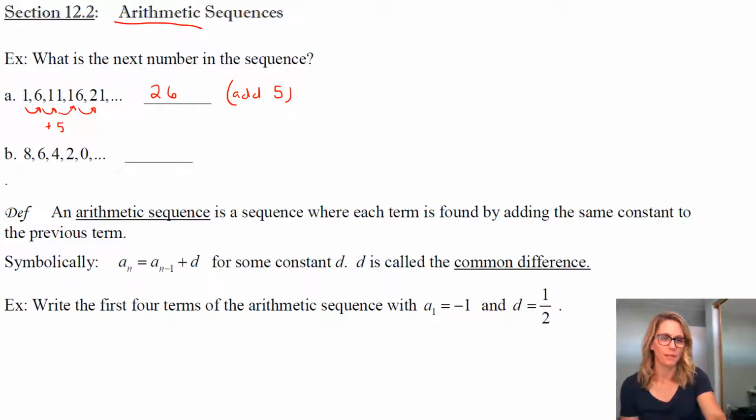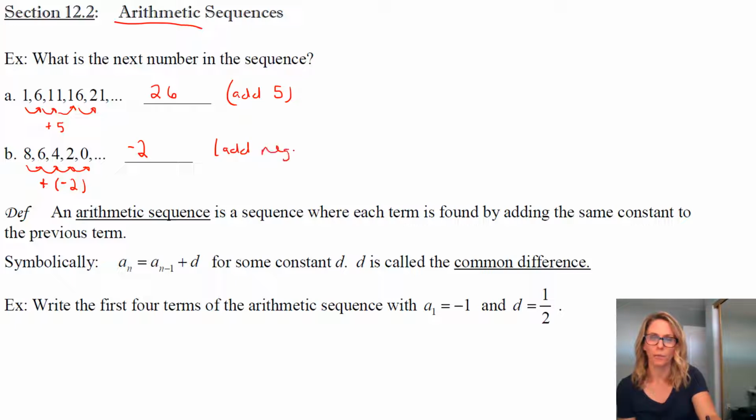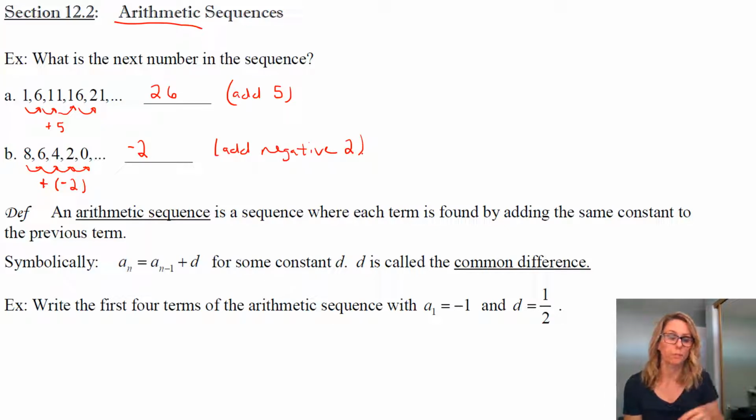Take a look at B. Notice with B, we're going down, down, down. So in this case, we are adding a negative number. Think about the fact that we're adding, and to go down, each time you might notice we're adding a -2. And so the next value from 0 is going to be -2. That's okay, it can be negative. So add a -2. You could also just put -2.